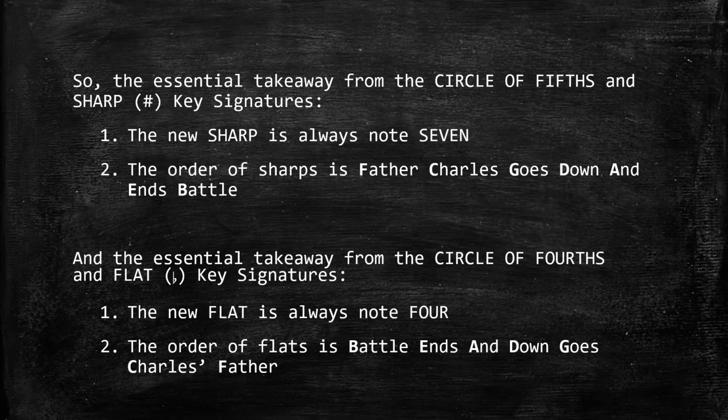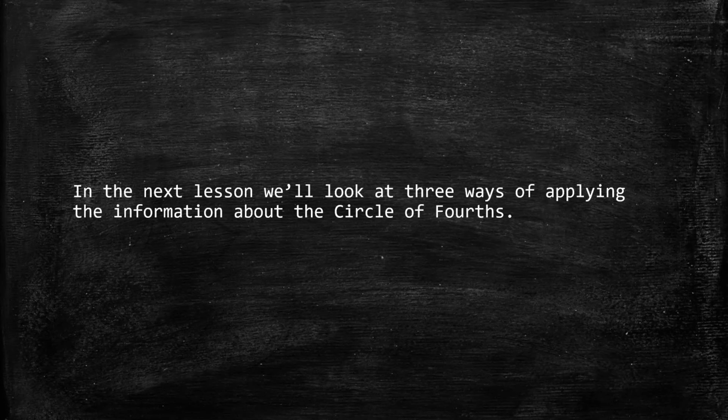So, the essential takeaway from the circle of fifths and sharp key signatures was 1. The new sharp is always note 7, and 2. The order of sharps is Father Charles Goes Down And Ends Battle. And the essential takeaway from the circle of fourths and flat key signatures is 1. The new flat is always note 4, and 2. The order of flats is Battle Ends And Down Goes Charles' Father. In the next lesson, we'll look at 3 ways of applying the information about the circle of fourths.